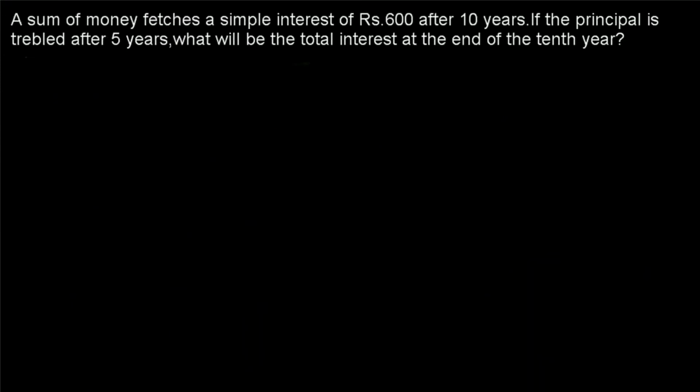So now let's go to question number 2. A sum of money fetches a simple interest of rupees 600 after 10 years. If the principal is trebled after 5 years, what will be the total interest at the end of the 10th year? So what's the given question? A sum of money fetches a simple interest of rupees 600 after 10 years. So we don't know the principal. Principal is unknown. The simple interest is given as rupees 600 and time duration is equal to 10 years.